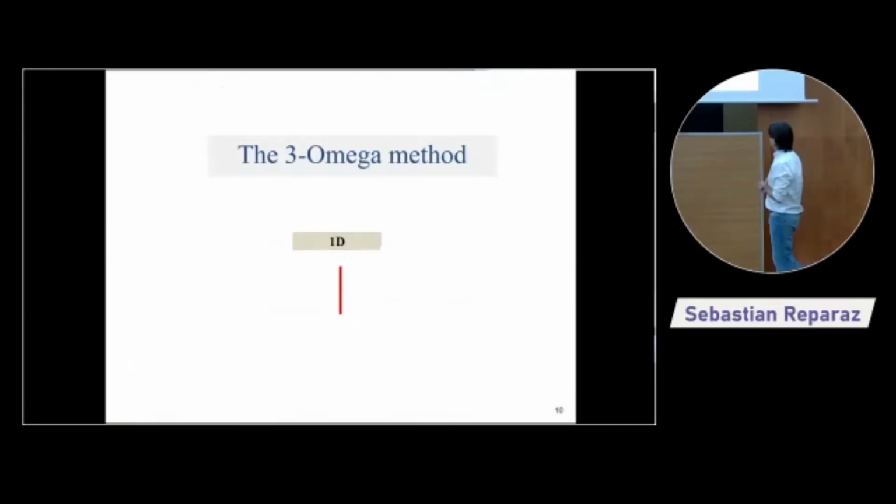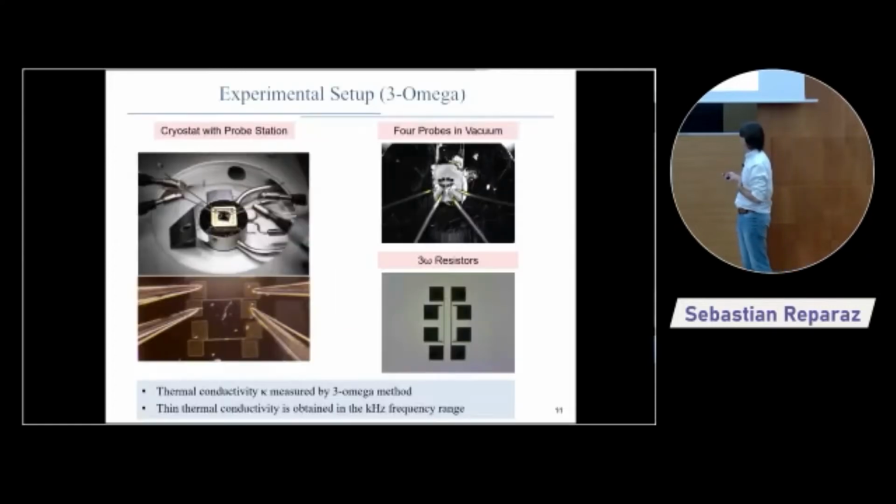So when we think now of one-dimensional heat sources, the example that comes to mind is the obvious one, and this is something that some of you mentioned or asked me yesterday: the 3 omega method. The idea here is very simple. I want just to leave you with the main ideas, not with lots of equations or results.